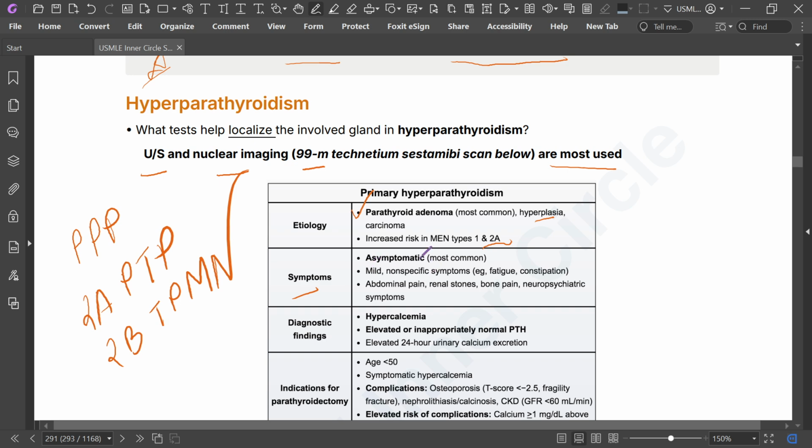Symptoms may be asymptomatic, or there may be mild, non-specific symptoms like fatigue, constipation, abdominal pain, renal stones, bone pain, neuropsychiatric symptoms. Diagnostic findings: calcium is high, PTH is elevated or inappropriately normal, and 24-hour urinary calcium excretion is high too.